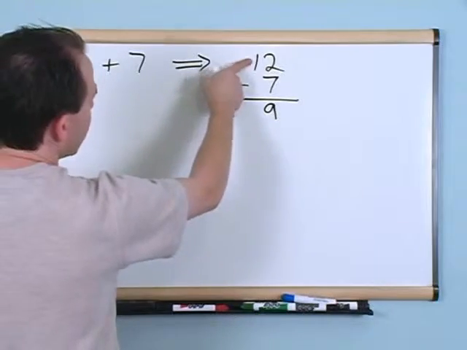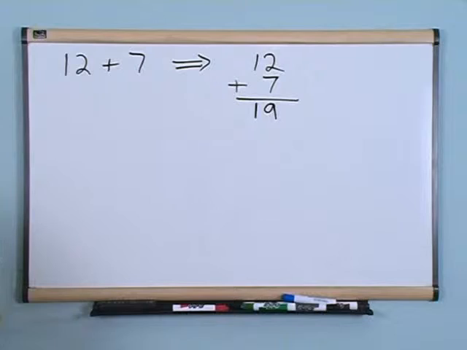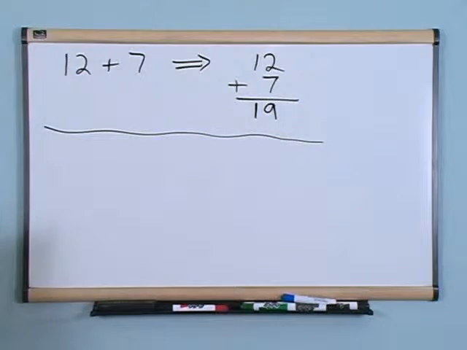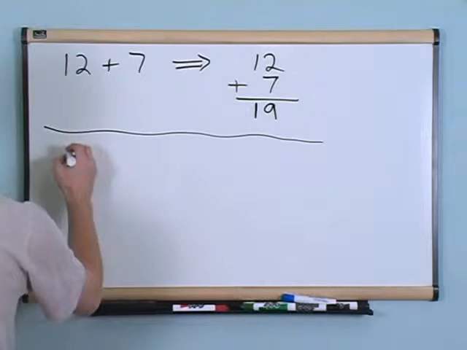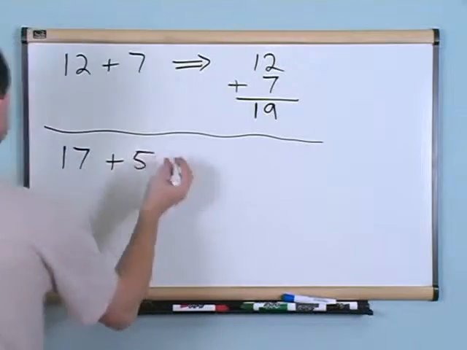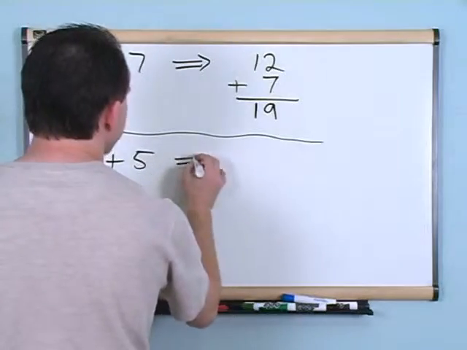Now here, it's 1 plus 0 gives you 1. So the answer is 19. Okay, now we're finally building up to the more challenging problems, and this next one is very, very important that you understand, okay? 17 plus 5. Doesn't look too different than this problem, so let's just keep on going and see what happens.